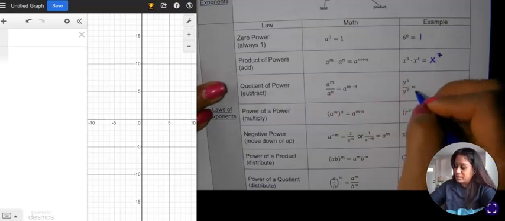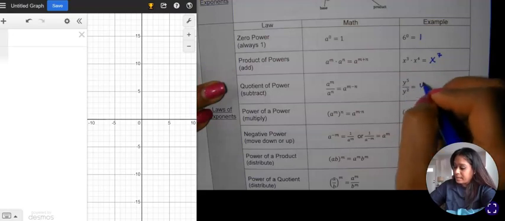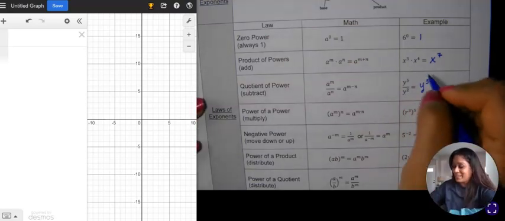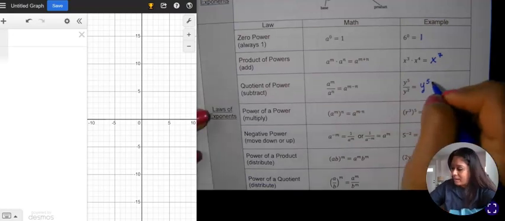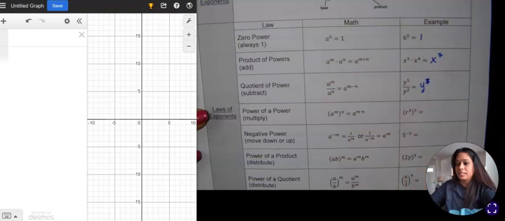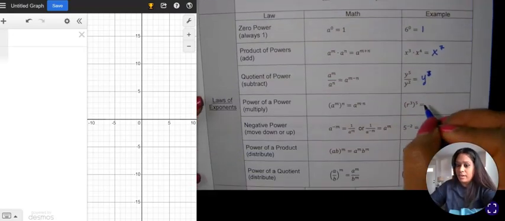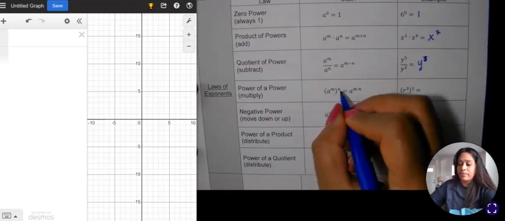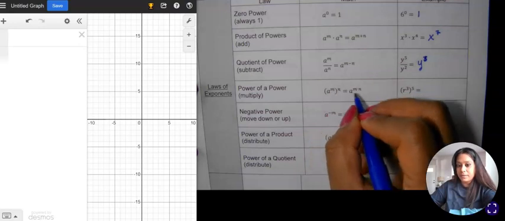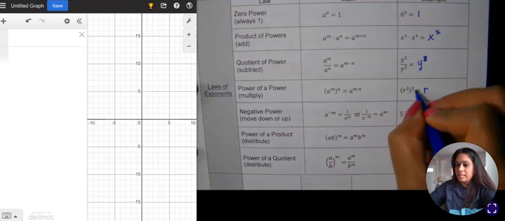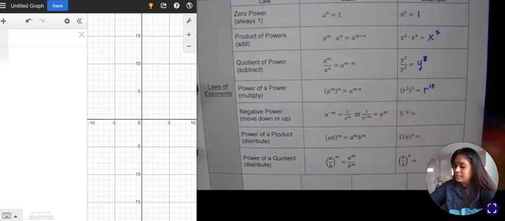Quotient rule tells you that if you have the same base, then you can subtract the exponents, 5 minus 2, which is 3. I didn't mean to write that 5 there, but anyway, that's going to be 3. 5 minus 2, which is 3. Okay. Over here, this is the power rule. So when you have a power raised to a power, exponent raised to an exponent, you multiply them. So you do here, it would be 3 times 5, which is 15.